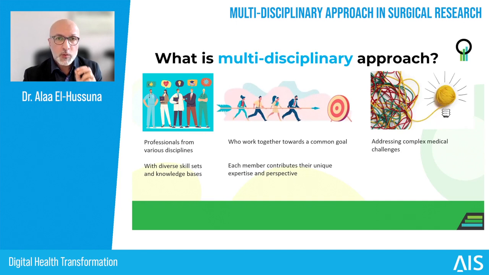And one of those complex medical challenges is surgical research, because as we explained in the last talk about the modeling of surgical intervention, surgery is a complex intervention. It is not like a 20 milligram tablet where you give it to one arm and you give placebo to the other arm, and then you can randomize and measure the effect. Surgery is much more complex, and that's why we need another approach to surgical research and development.